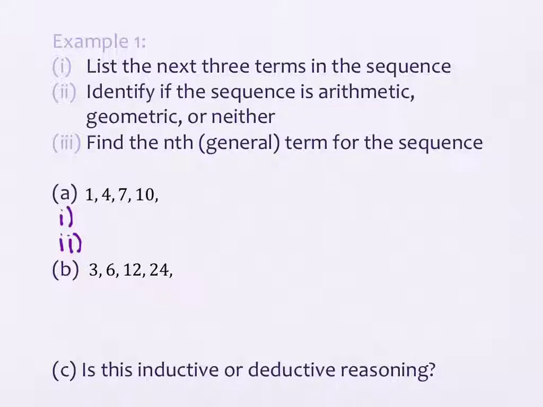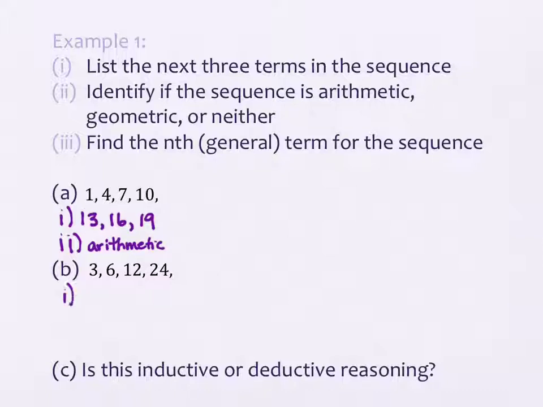Okay, I see lots of heads nodding, so you must be in agreement with one another, so that's a good place to start. What are the next three terms in part A? So what pattern did we notice there? That we added 3. So if we added 3, is it arithmetic or geometric? That is arithmetic. All right, we'll come back to part 3 on this one in just a second.